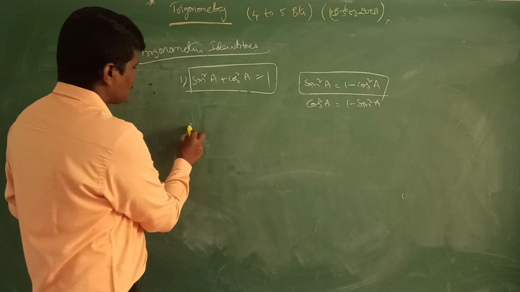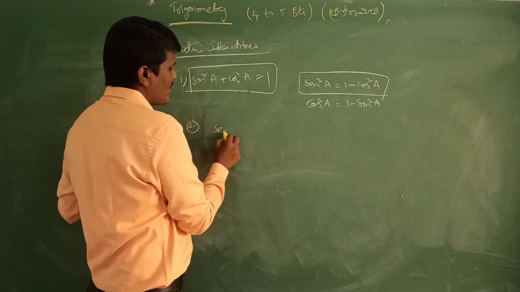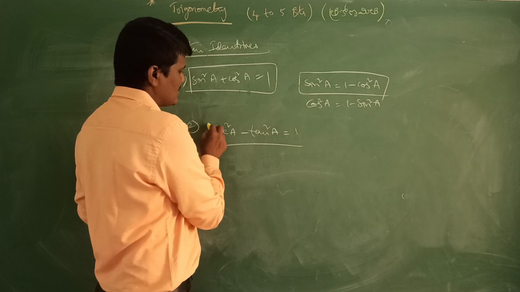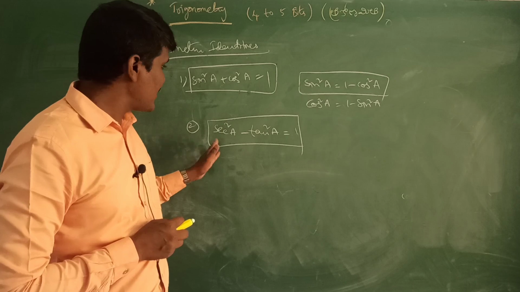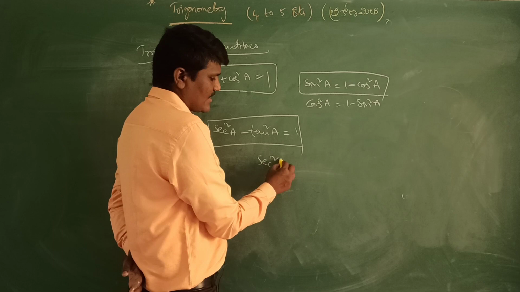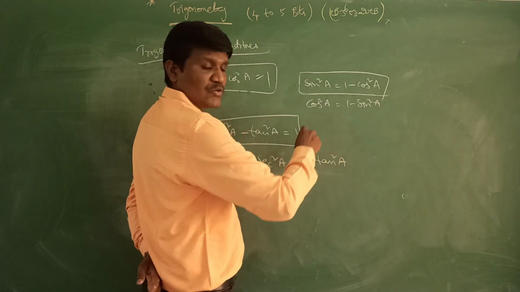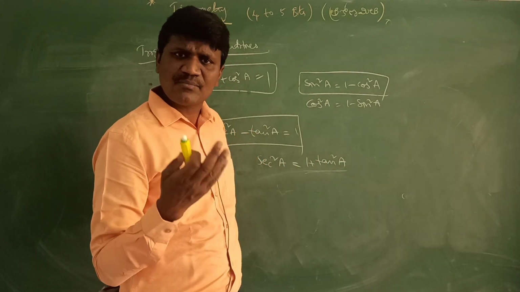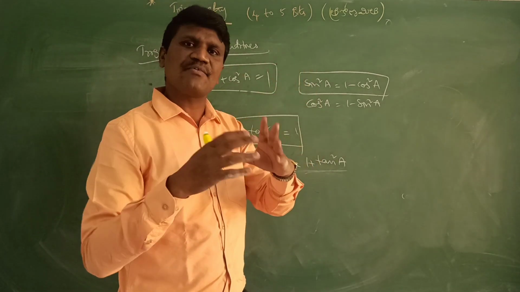Next, the second identity. In fact, you can write sec square a minus tan square a is equal to 1. So this is the second identity, and one more most important identity is sec square a minus tan square a is equal to 1. From this I can write sec square a is equal to 1 plus tan square a. So wherever you find 1 plus tan square a, you can write sec square a. Sec square a is nothing but 1 by cos square a. So like that, if you know all the formulas, wherever it is required we can substitute.